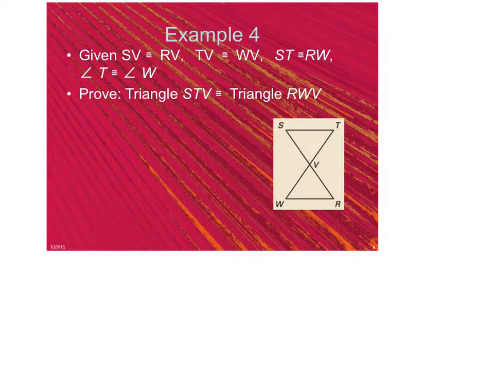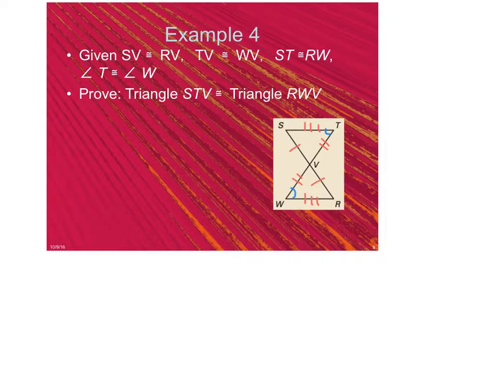So SV is congruent to RV. So SV is here and RV is here. I'm going to put one mark on each. Then I'm going to show that TV is congruent to WV. And then ST, I'm going to put 3 marks, is congruent to RW. And the other piece of information they've given us is angle T is congruent to angle W. So pretty much we've got all our sides labeled. We just have to come up with a reason for the other two.